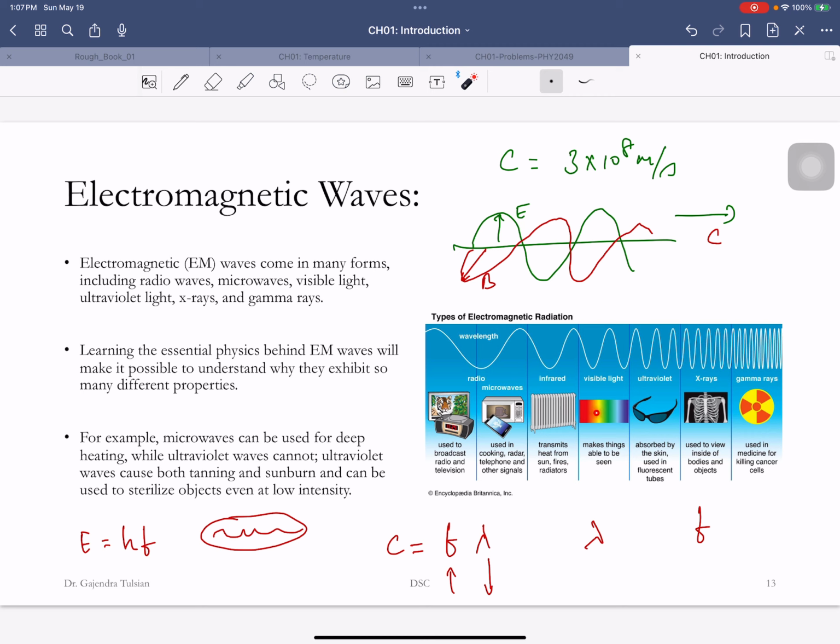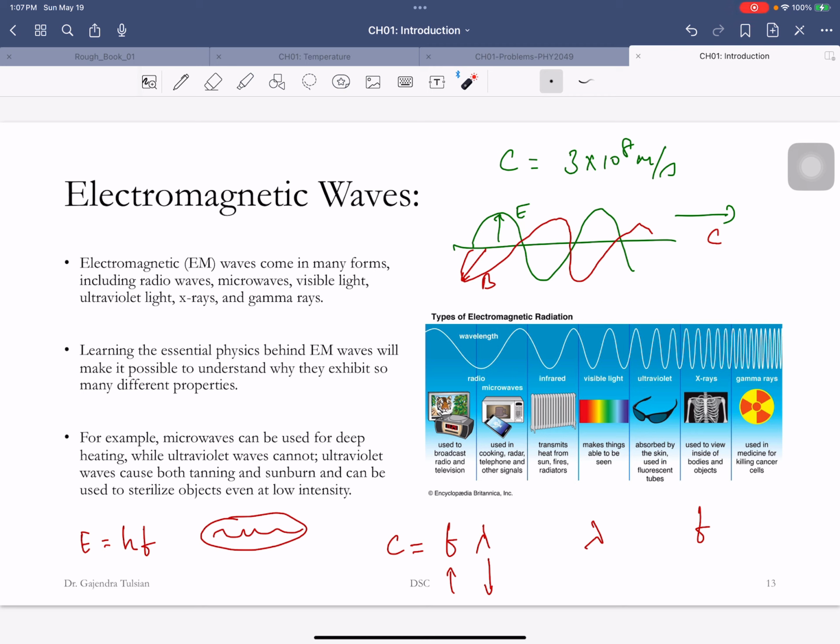UV light, visible light, our eyes are sensitive to this very narrow band of electromagnetic waves. So our eyes can detect only these electromagnetic waves. You can of course feel infrared waves. We use microwaves all the time. Microwaves can be used for deep heating. You can take a big chicken and cook it in a microwave, so heat reaches all points.